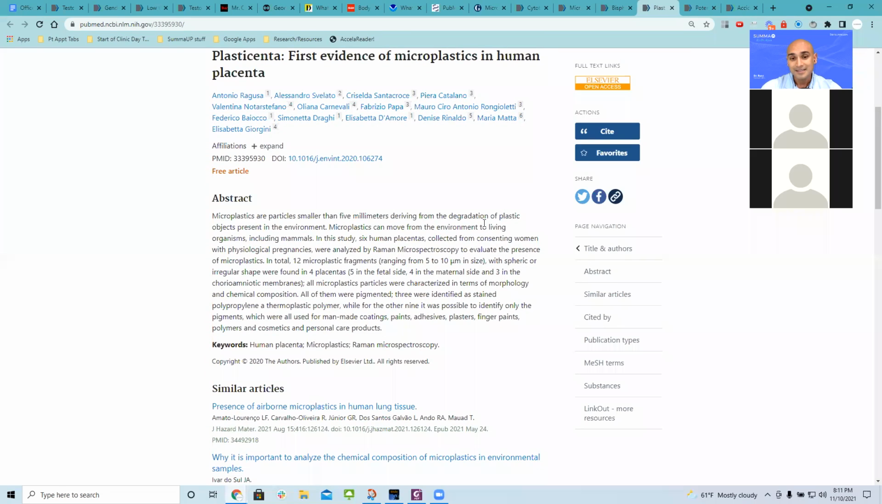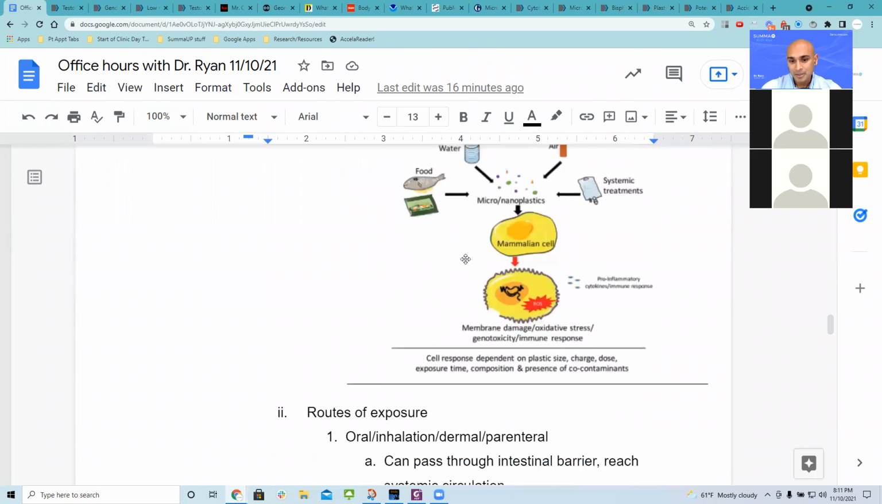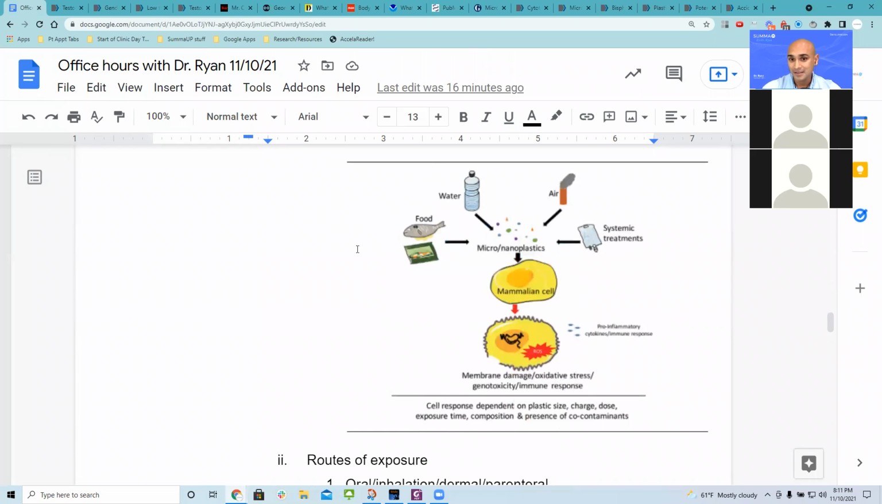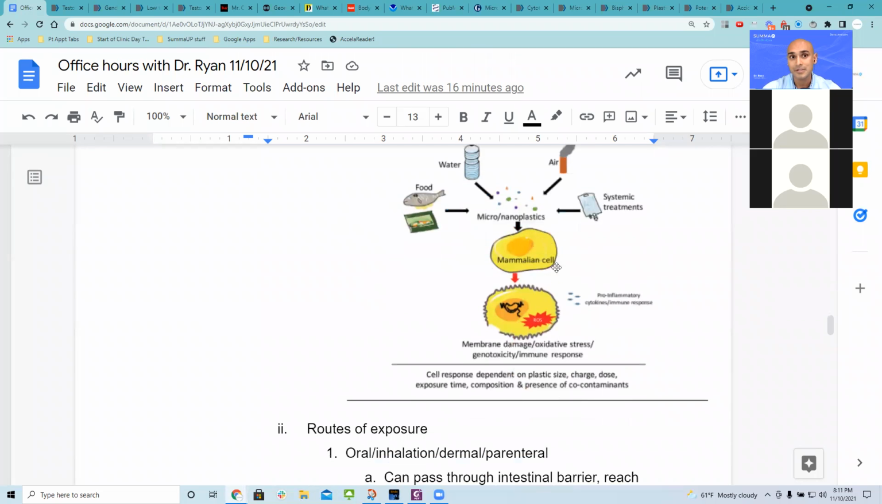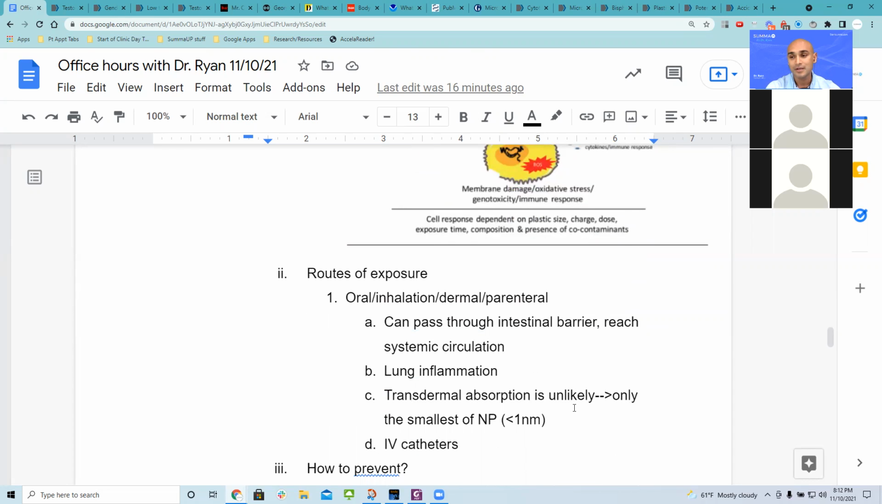So the likelihood is these things are traveling, they're all over the place, and they're likely affecting us at all age ranges, even before we're born, right? Just kind of a concerning thought. And again, as a summary, you use plastic products, they break down to micro and nanoplastics, they go to mammalian cells, which then express membrane damage, oxidative stress, which then leads to lots of other systemic issues, right?